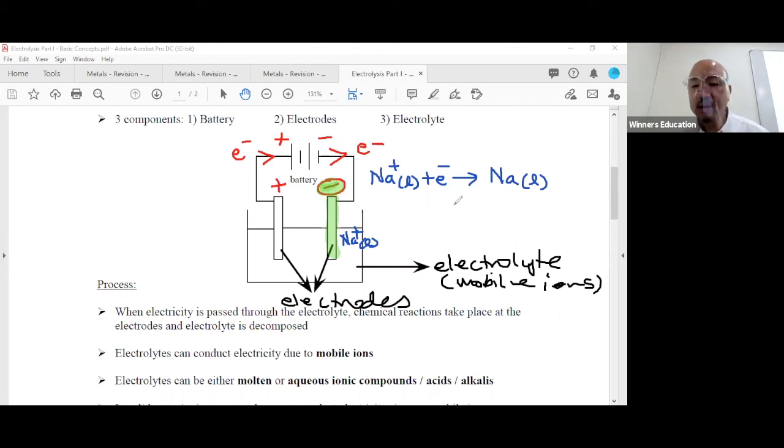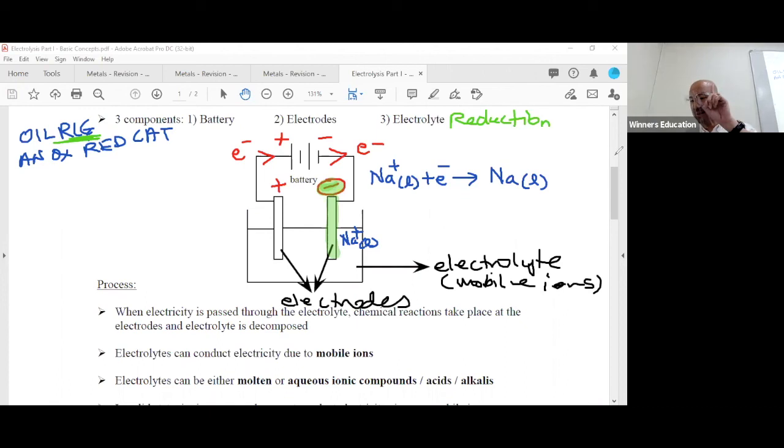Ladies and gentlemen, take a look. Based on the square box we wrote just now, remember? OIL RIG and an ox recap. Let's apply. At this side, ladies and gentlemen, what side? The green side, let's call it. All right. This is what reaction? This is obviously gain of electron. Can you see? RIG. So I know this side, the green electrode, is whereby reduction occurs. Yes? And I'm going to apply further, is red cat. I know this green color electrode has a name, it's called the cathode. Done.